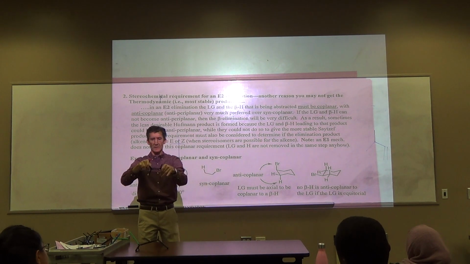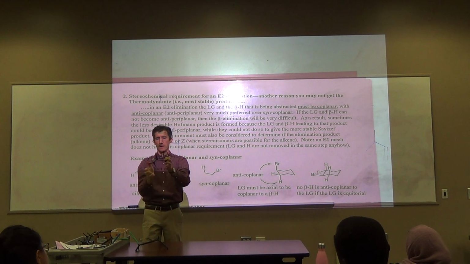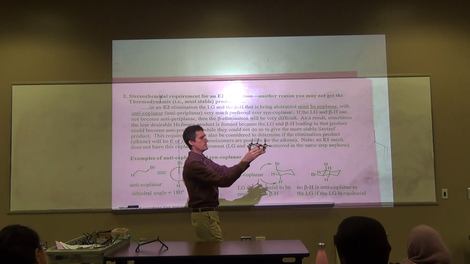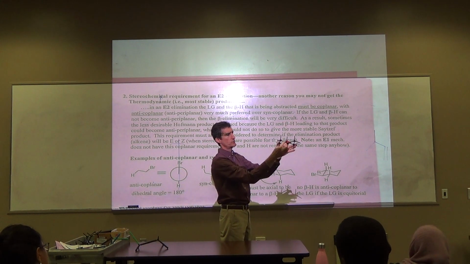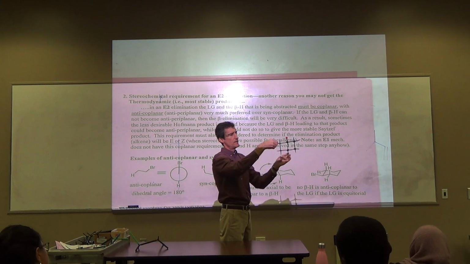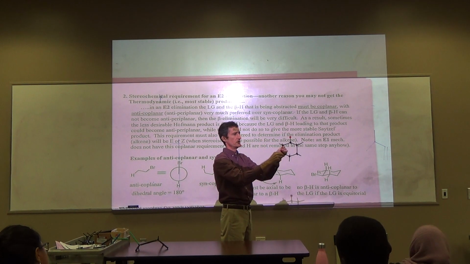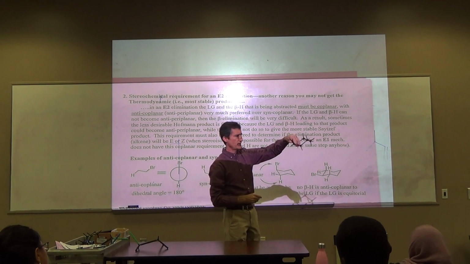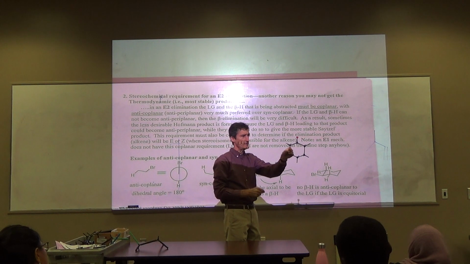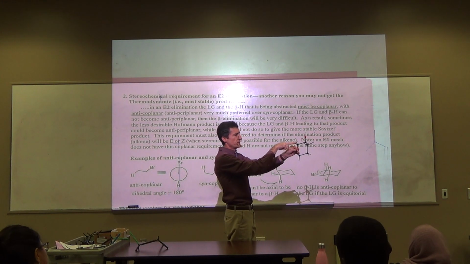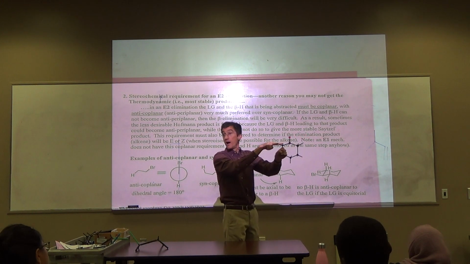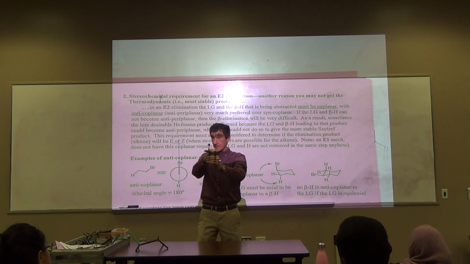This other one is not in the plane, and it's also not anti. Let's do a ring flip. Now the bromine became equatorial. Now let's look at the adjacent H's. I can still hold it like this. It's equatorial, but I can still look at it like this. Which H is anti-coplanar to the bromine? Neither.